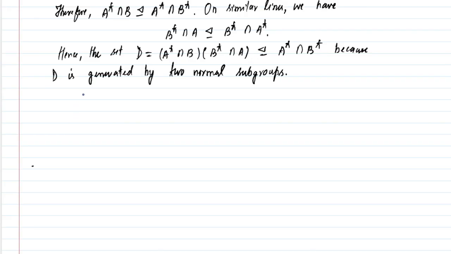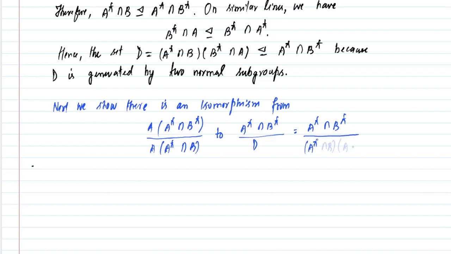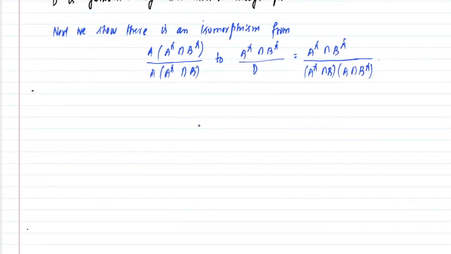Our next step is to show that there is an isomorphism. So next we show there is an isomorphism from A into A star intersection B star by A into A star intersection B, to A star intersection B star by D, where this D is defined as above. So this is A star intersection B star by A star intersection B into A intersection B star. Now, in order to show this isomorphism, we must define a mapping which is a homomorphism and is a bijective map.